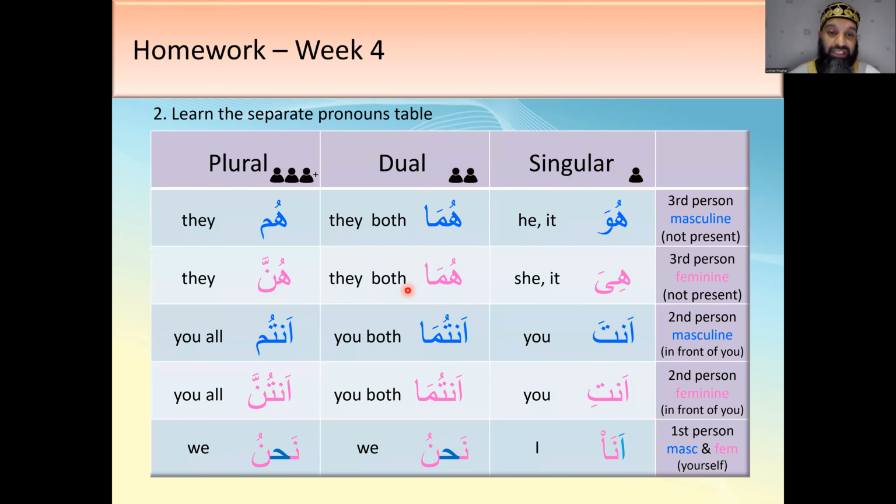Question 2 was learn the separate pronouns table. Somebody's asking, why are they called separate pronouns? Why do we not just call them pronouns? Because you'll find out today. The default is always marfu. I'm going to show you today why we call these separate pronouns, inshallah. So we had to learn this, very important. And I said that if you learn these well, it's going to help you in today's lesson, inshallah.